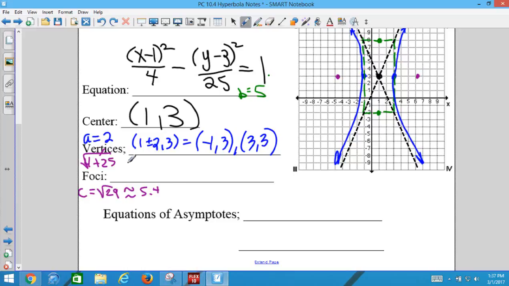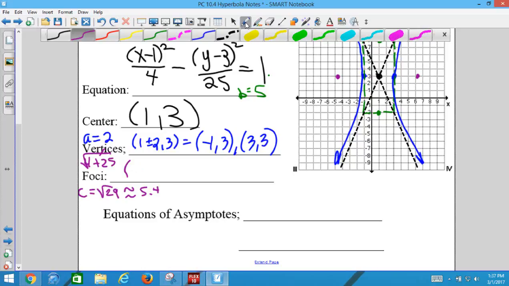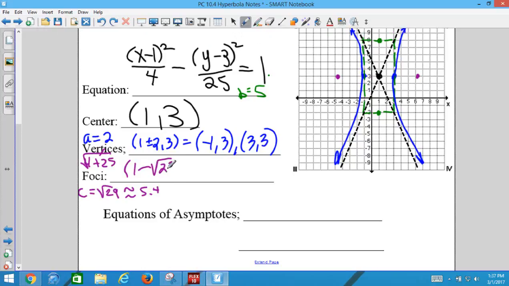From our center, so we're going to do 1 minus radical 29, comma 3, and 1 plus radical 29, comma 3. When it's wider, the foci are out a lot further. If it's skinnier, the foci are usually in more.